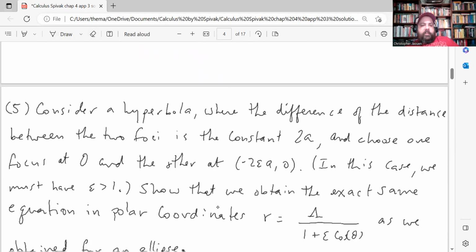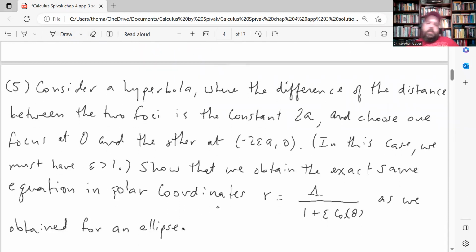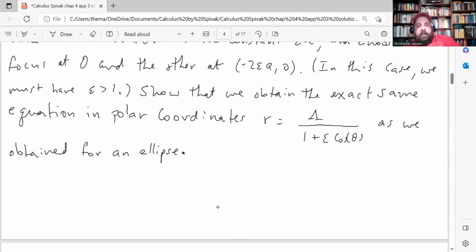Next one I did was question number 5. Consider a hyperbola where the difference of the distances to the 2 foci is the constant 2a, and choose one focus at the pole or the origin if you like, and the other at the point with Cartesian coordinates negative 2 epsilon a comma 0. In this case, we must have epsilon greater than 1. You'll see why when I draw the picture down below. Show that we obtain the exact same equation in polar coordinates, r equals lambda over 1 plus epsilon cosine theta, as we derived for an ellipse.